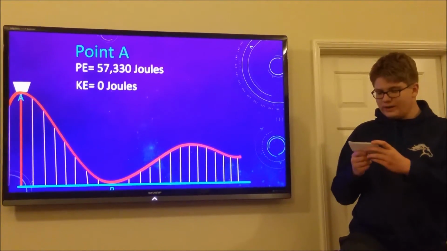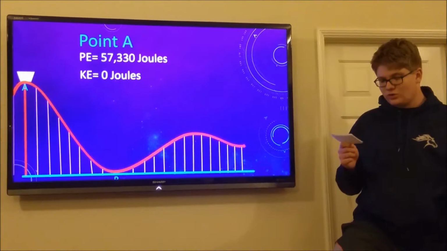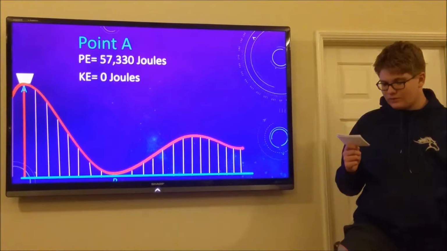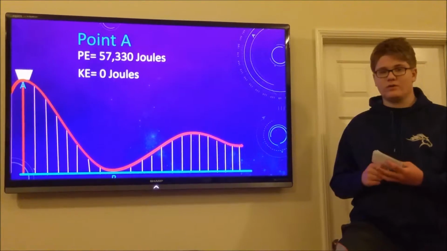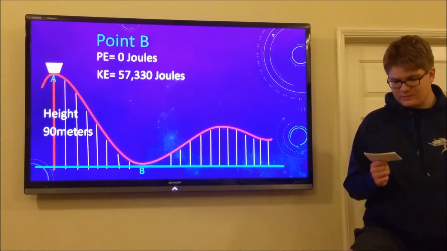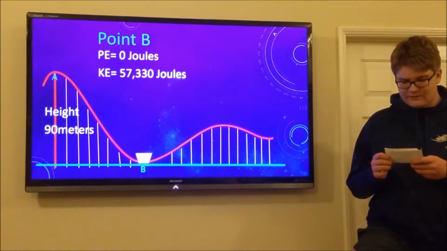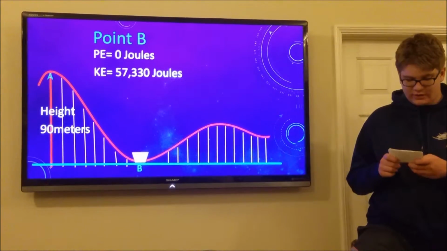So we can say that at point A, our rider has a potential energy of 57,330 joules, and since they are not moving, the rider's kinetic energy is zero. Then after the rider travels to point B, their potential energy would now be zero because they are now at a height of zero and have no more potential energy.